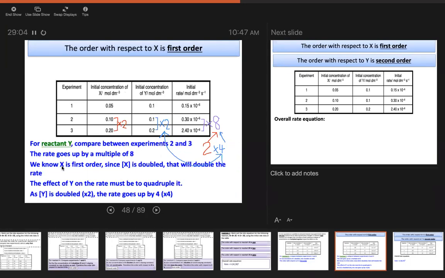Okay, if you're done copying this down, then you can start writing down the overall rate equation. Now that you know that X is first order and Y is second order, write down the overall rate equation.